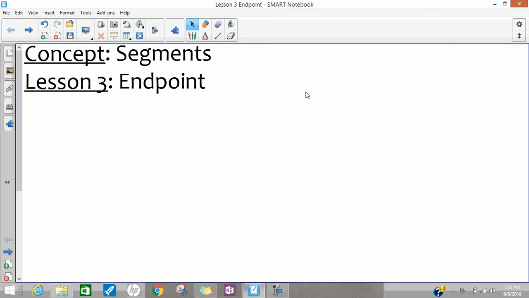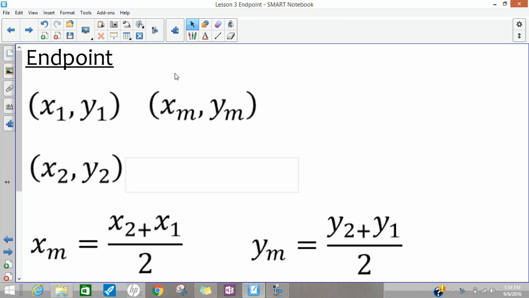Hey all, today we're going to talk a little bit more about segments in the coordinate plane, and this time we're going to talk about finding one of the endpoints of a segment if you know an endpoint and the midpoint. So we had a midpoint formula that I gave you in the last lesson, and we're going to use that same formula to find an endpoint.